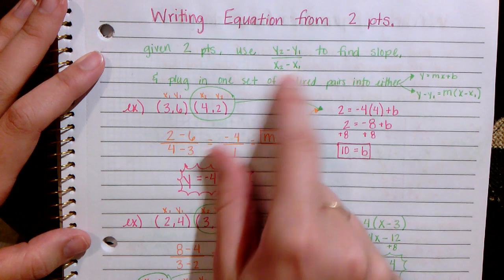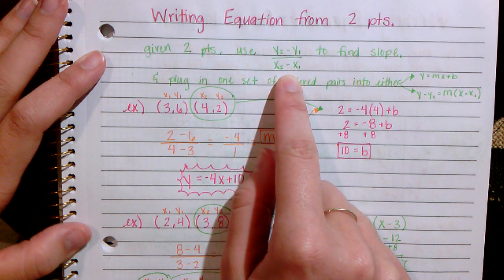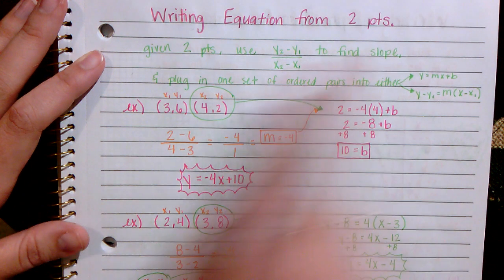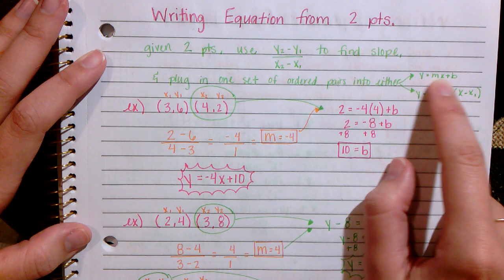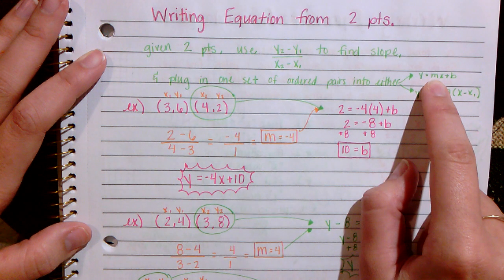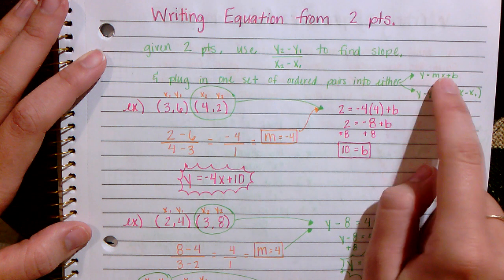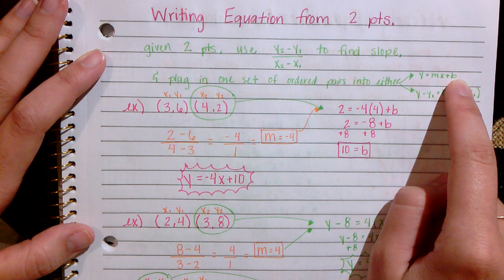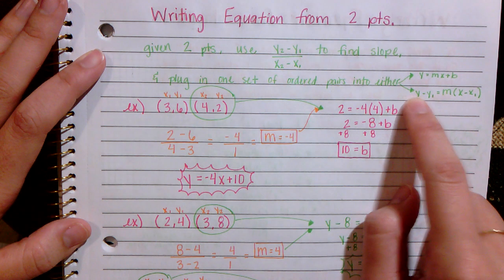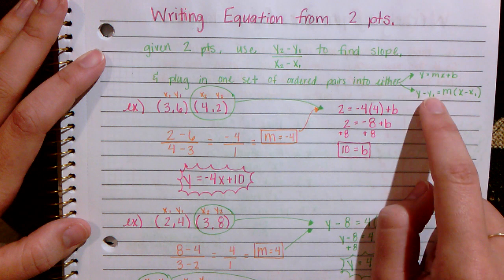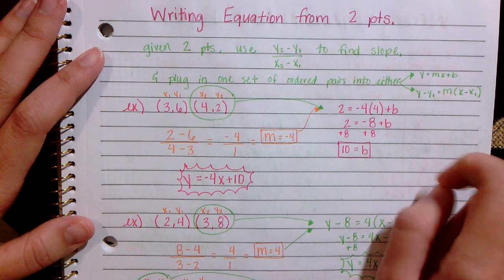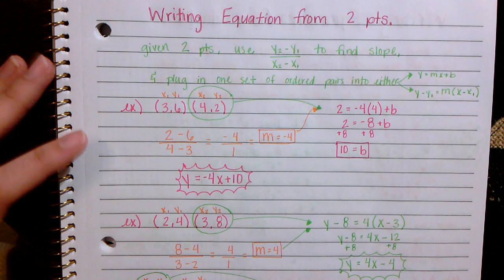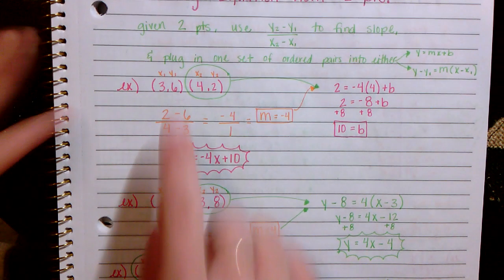Given 2 points, use your formula y2 minus y1 over x2 minus x1 to find your slope, and then plug in one set of ordered pairs. You can either plug it into y equals mx plus b, plug in your slope where m is, plug in your x and your y there, and solve for b to get your final slope intercept form equation, or you can plug it into point slope form, get y by itself, distribute and move this over. Either way, you'll end up in slope intercept form. I've shown you both ways on this page. So let's move on to the first example.